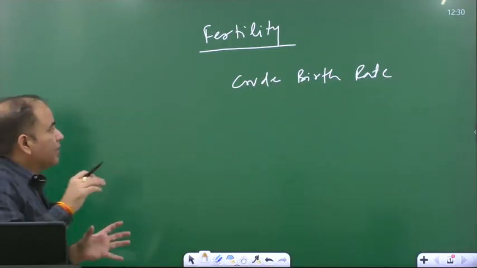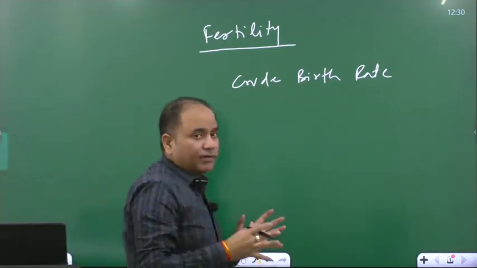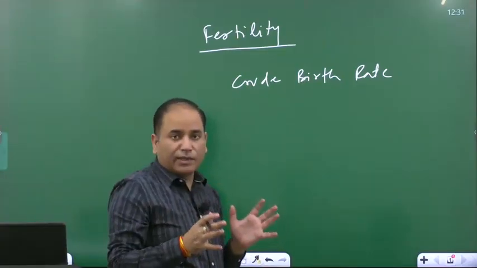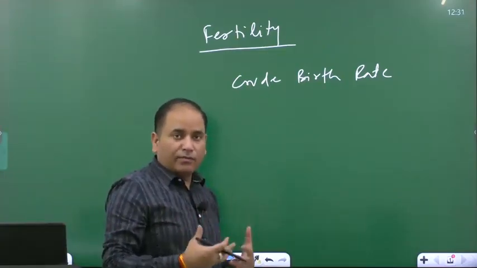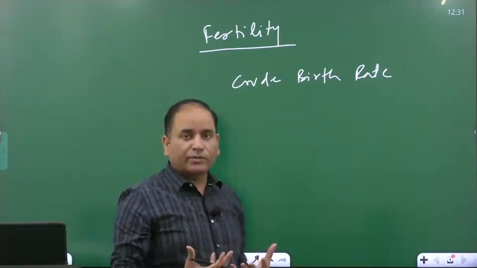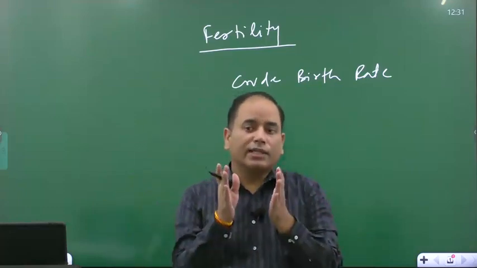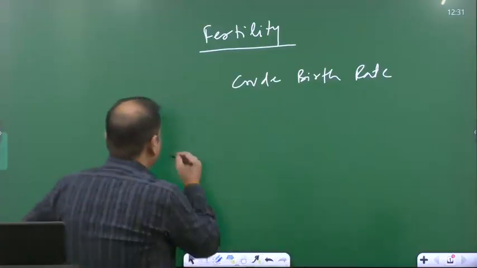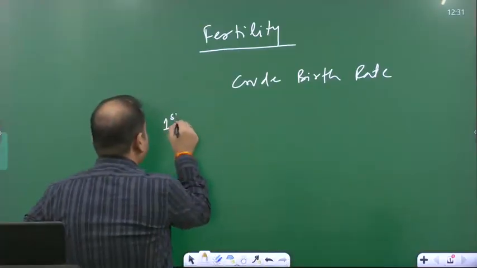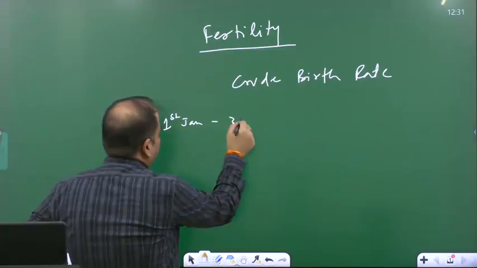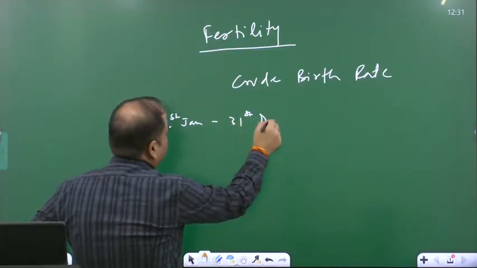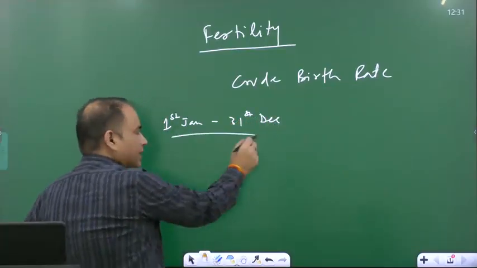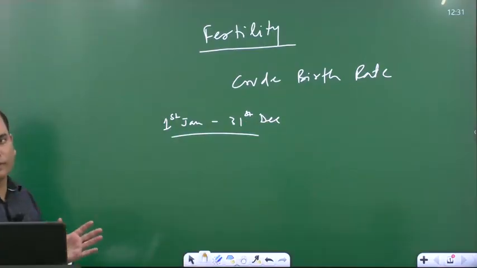So in simple words, whatever the number of children being born, coming into this world in any particular year. So this year is very important. It can be, let's say in our country, 1st January to 31st December, but it can be anything. But the time frame is important. So we are looking at 1 year. It is not random.